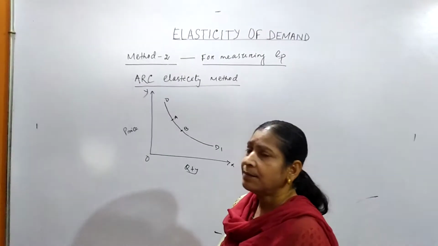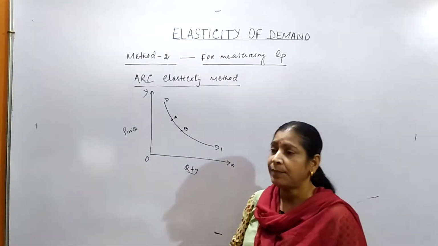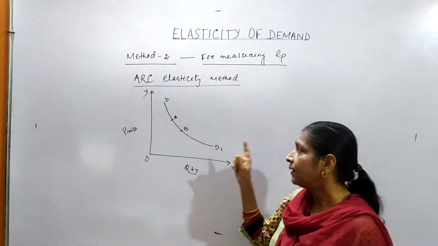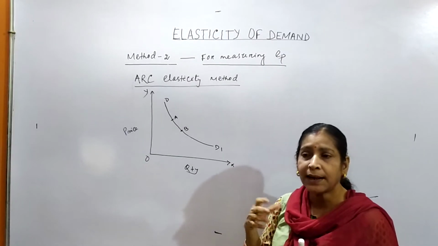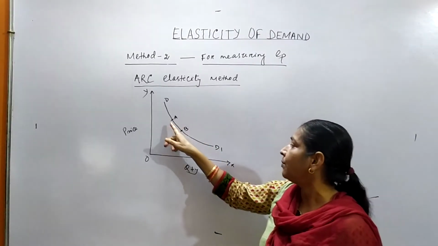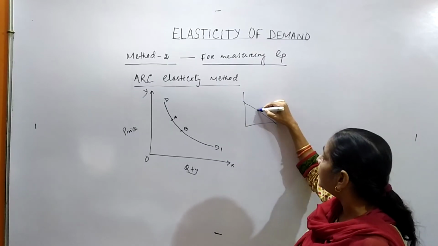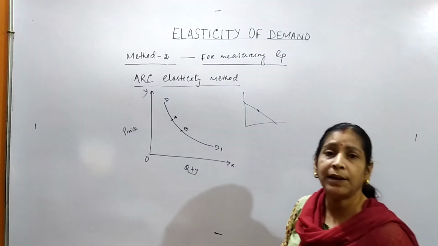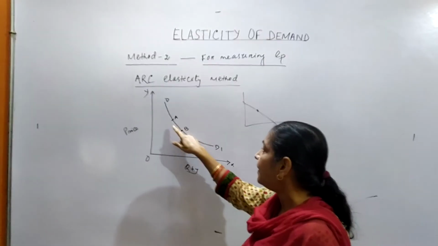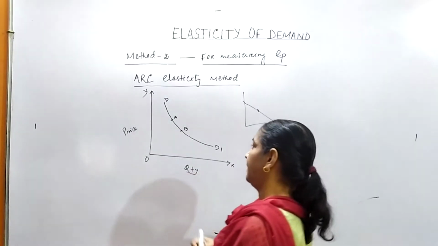Friends, in the first method I have told you the point elasticity method. Point elasticity method is applicable for an infinitely small change in price and quantity demanded. But this method is applicable for a relatively large change in price and quantity demanded. In that case, we have only one point, and we calculate elasticity at that one point. But in this case, we have 2 points, A and B, and between these 2 points we have to calculate the value of elasticity.